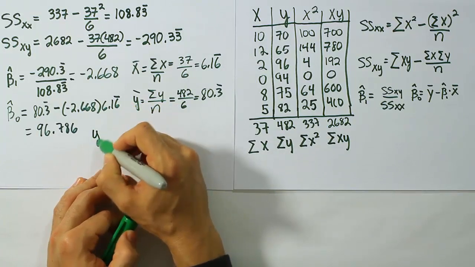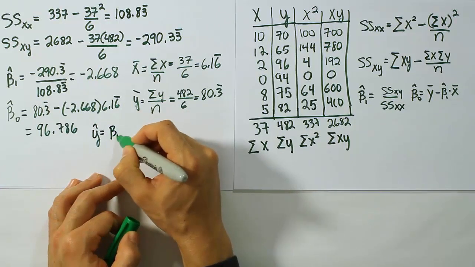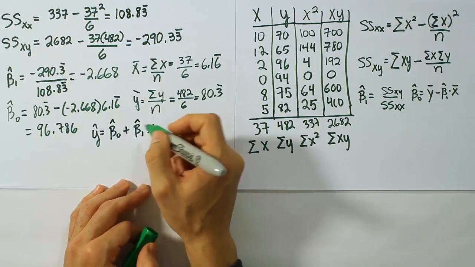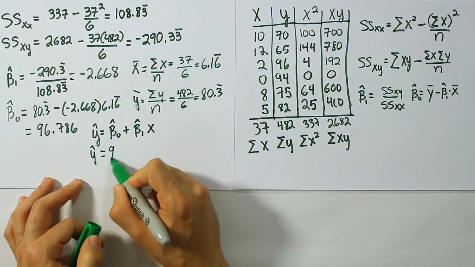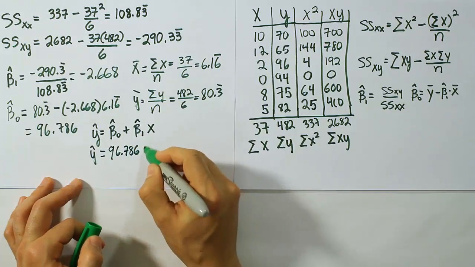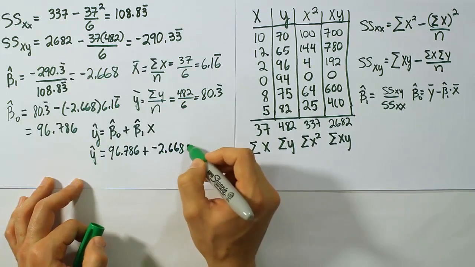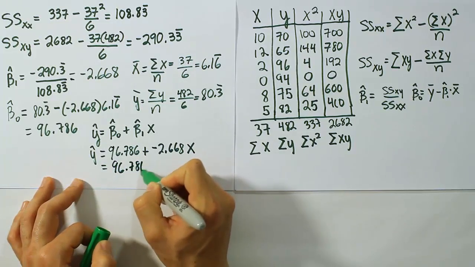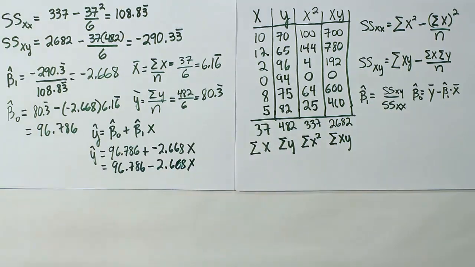equation. So we're going to have y hat is equal to. Now the regression equation that we're going to use is this format. It's beta naught hat plus beta 1 hat times an x variable. So the y hat stays there as a variable. Beta naught we see was 96.786 plus the slope, which we calculated as negative 2.668 times x. Of course, you can drop the plus minus and just say minus here. So 96.786 minus 2.668x is the solution.